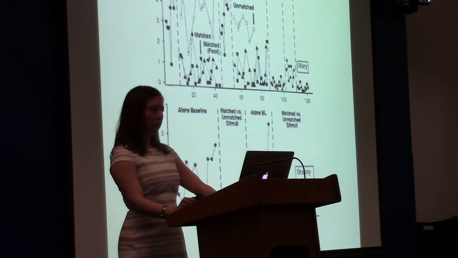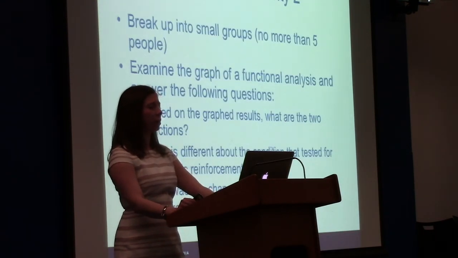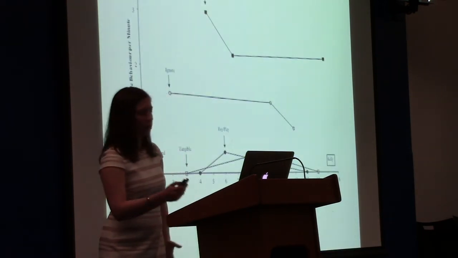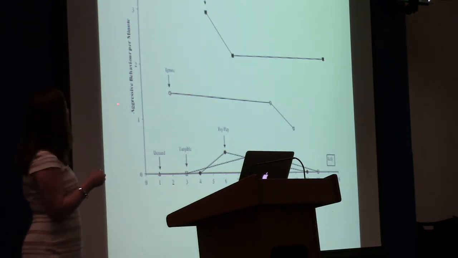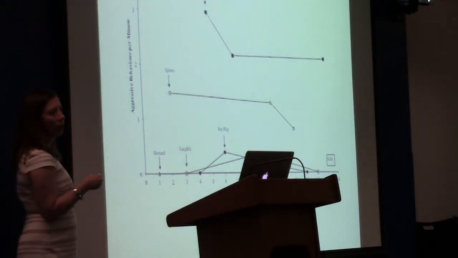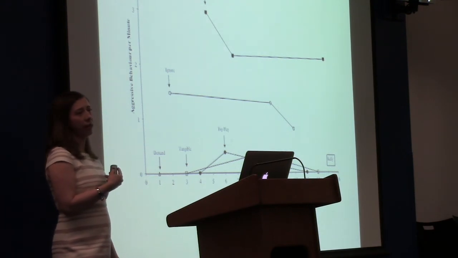Okay, so we won't do this in a small group. I'm just going to talk to you about this. What I'm going to do is show you a graph, and I'm going to ask you a couple of questions about it. These are set up identically. You've got sessions on the x-axis and then aggression per minute along the y. We've got behavior that's happening in the attention condition, and then behavior that's happening in the ignore condition. So what are two possible functions that are indicated by this graph?